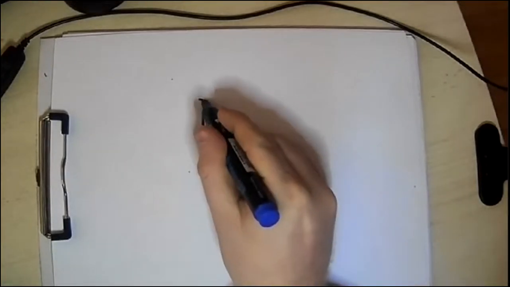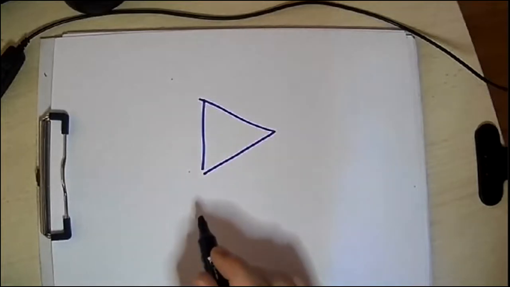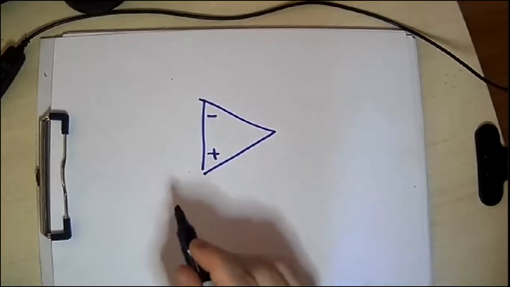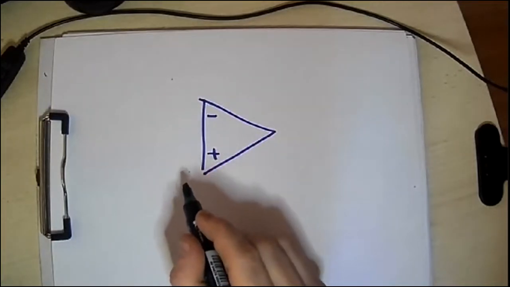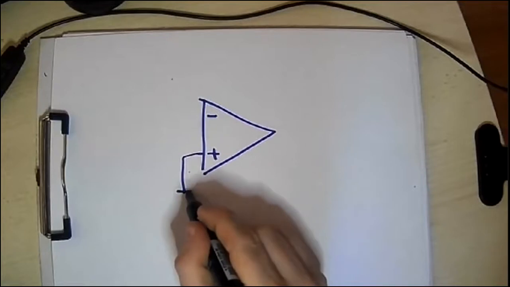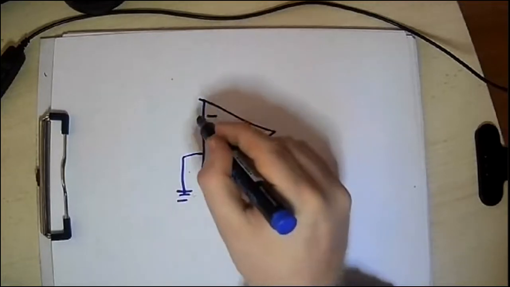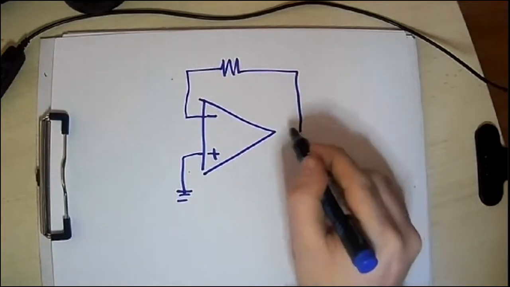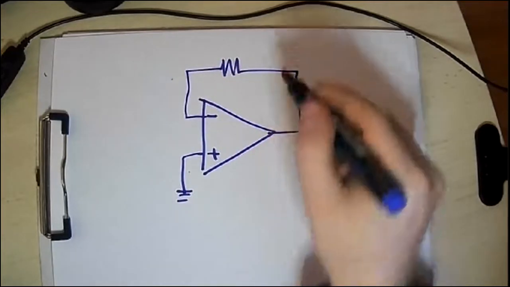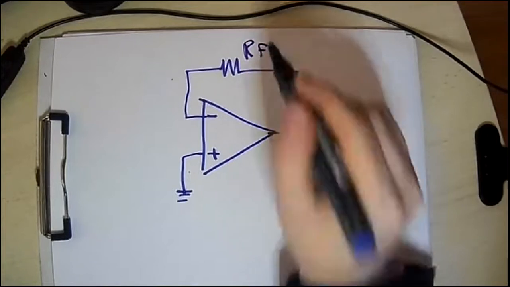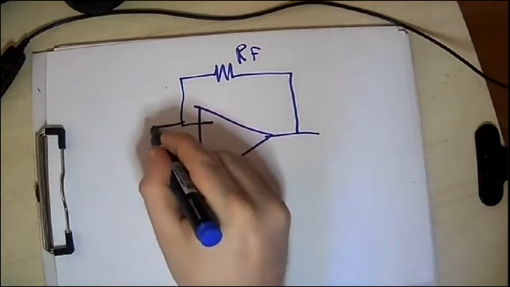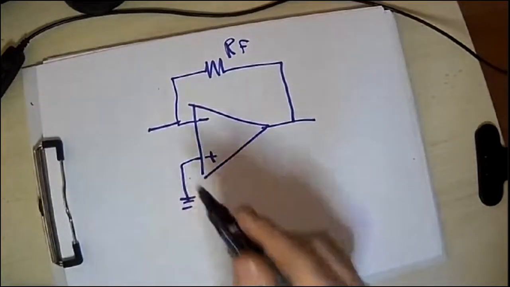So we have now our operational amplifier. This is the negative terminal and this is the positive terminal. And again, this positive terminal is connected to the ground. And now you have only 1 resistance in the feedback branch, which we now call RF. And instead of having 1 input, you have a series of inputs.